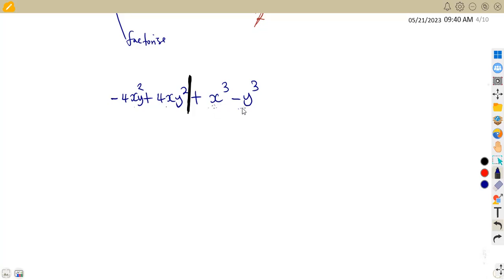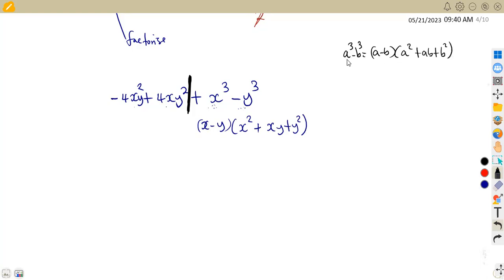Remember, from our factorization, x cubed minus y cubed is the same as x minus y into x squared plus xy plus y squared. Where is this taken from? This is taken from the identity a cubed minus b cubed, which is equal to a minus b into a squared plus ab plus b squared. This is your factorization of a cubic expression of this nature. If it is a cubed plus b cubed, this is equal to a plus b into a squared minus ab plus b squared. I think we still remember this part.